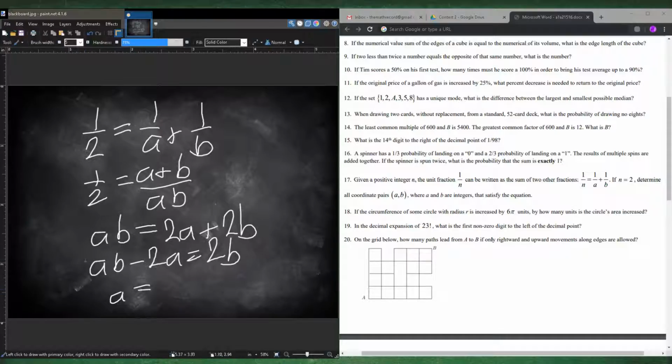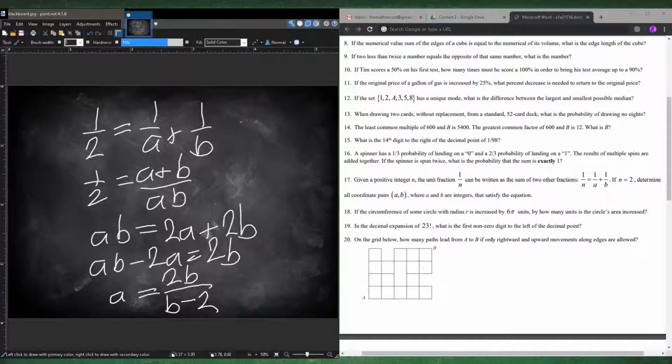Distribute out the a and divide by it. So a times b minus 2 in parentheses equals 2b. So divide by the thing to the other side. So you have a is equal to 2b over b minus 2, right? So, we want a to be an integer. So, what coordinate pairs does that work?